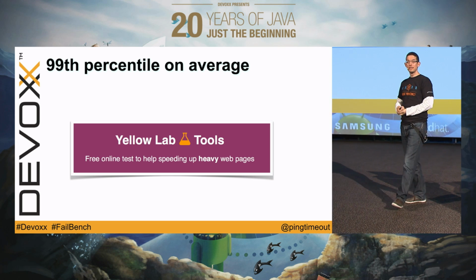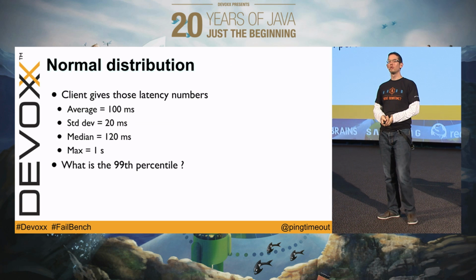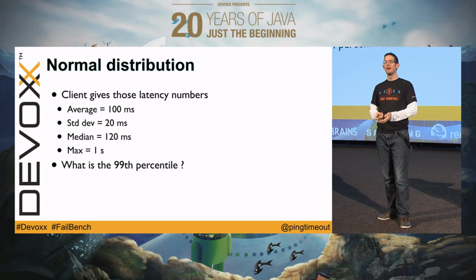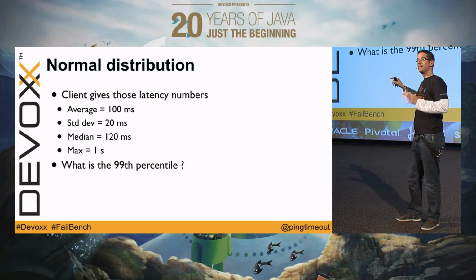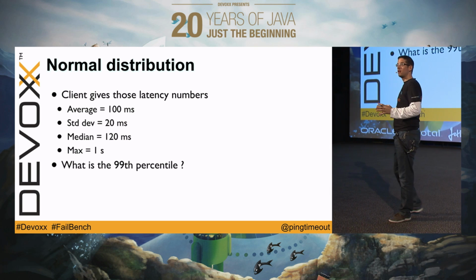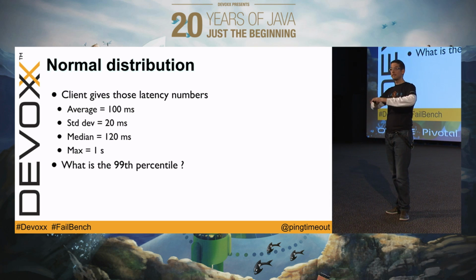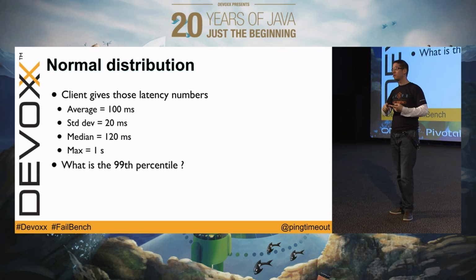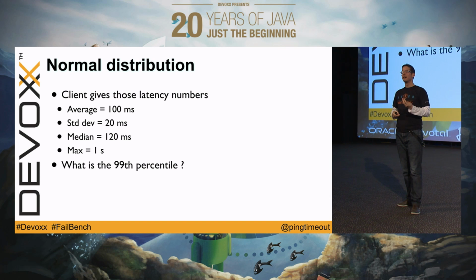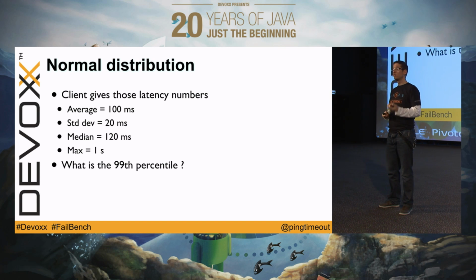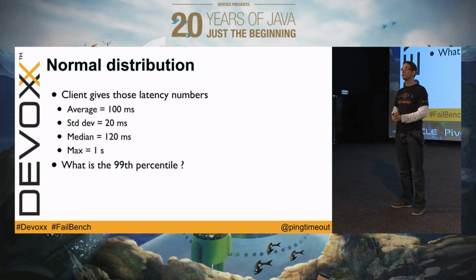Now, back to statistics. We need to talk about normal distribution. These four numbers here are what my client kept of a previous benchmarking session. That's all there is. The average, the standard deviation, the maximum, and the median. And my question to you is, what is the 99th percentile, roughly? I see some shrugs. Any idea?